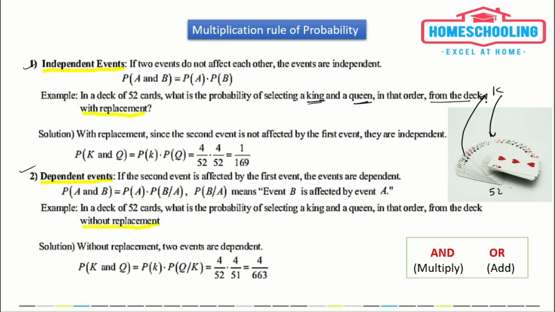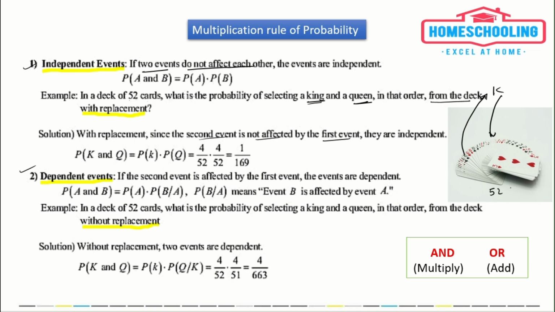So we can say that the second event, that is finding the probability of queen, is not affected by the first event, that is finding the probability of a king. So let's read what an independent event is. When two events do not affect each other, because in the first part we took a king out, then we placed it back again in the deck. So the total number of cards will remain unchanged. That's why it is an independent event, because finding the probability of king is not affecting the probability of queen. So let me take this example.